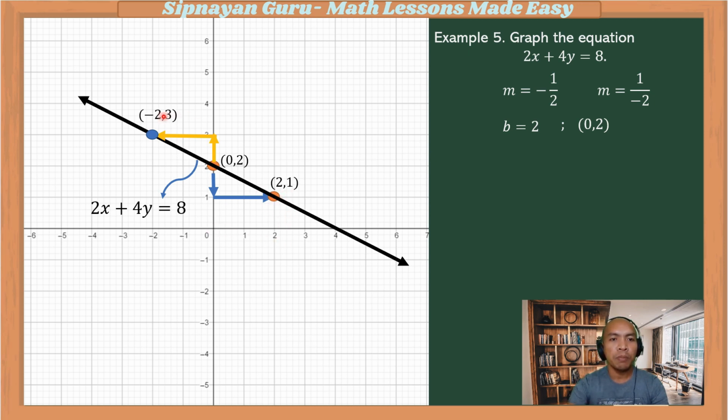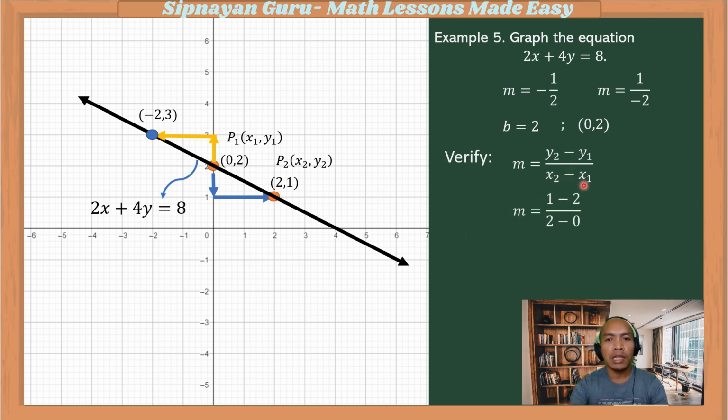So if this will be our second point, its coordinate is -2 and +3. How do we know that we are correct? We can verify by getting the slope given these two coordinates. As we recall, the formula in finding the slope is m is equal to y sub 2 minus y sub 1 over x sub 2 minus x sub 1. And let's say this is our first point and this would be our second point. So plug it into the formula.